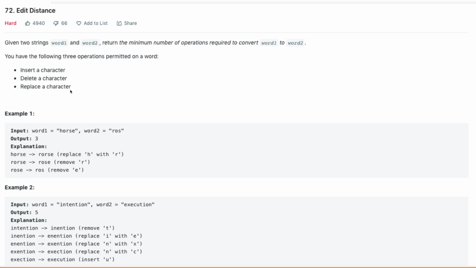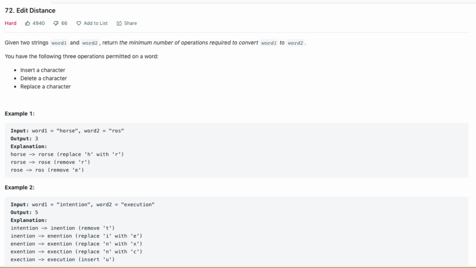Edit distance. So this problem is slightly more difficult, and I remember that when I read Cracking the Coding Interview several years ago, that's one of the classic ones, and you can tell that there are a whole bunch of variations on LeetCode for the same type of problems. So let's read the question. Given two strings, word 1 and word 2, return the minimum number of operations required to convert word 1 to word 2. And you have the following 3 operations permitted on a word: insert a character, delete a character, replace a character.